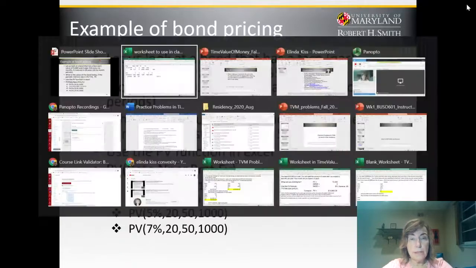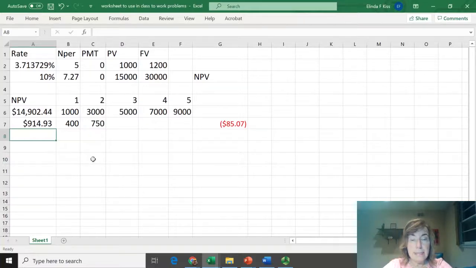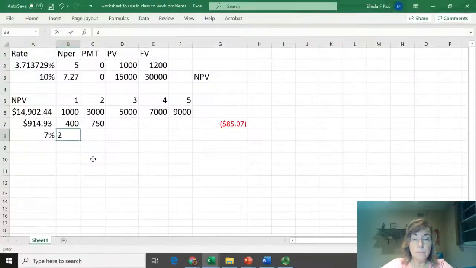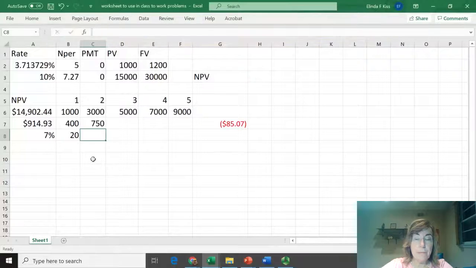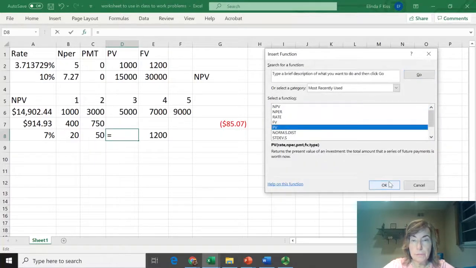And so I'll just quickly show you this. Let's just do real quickly this one. So the rate here we said is 7%, and the number of periods we said is 20. And we said that we get a payment every period of 50, and the future value is 1,000, and we're going to solve for the present value. So function, present value, click, and I've got it here already, so click OK.